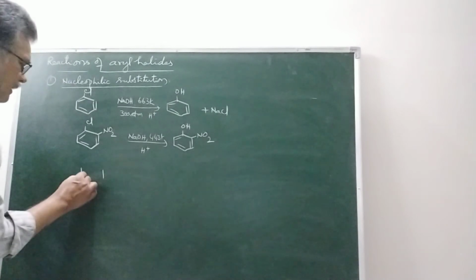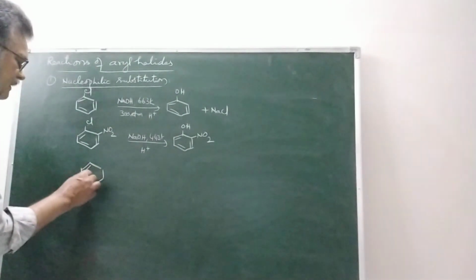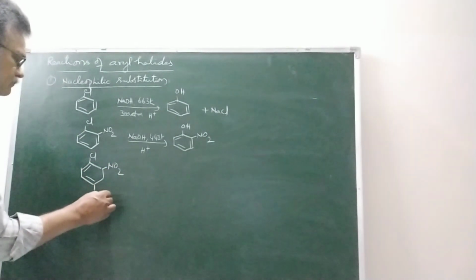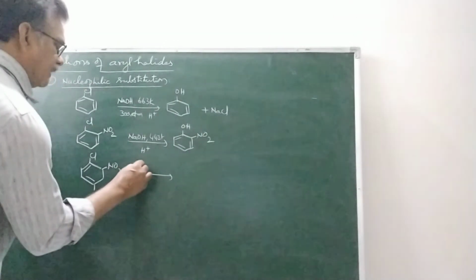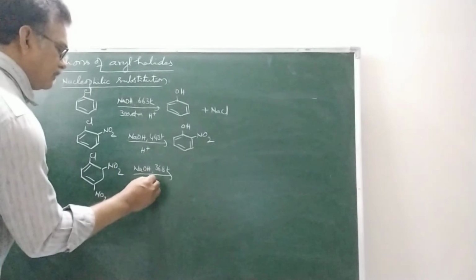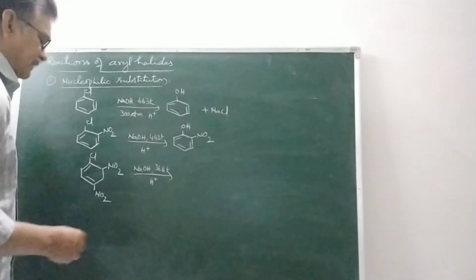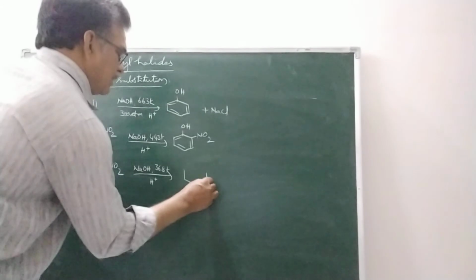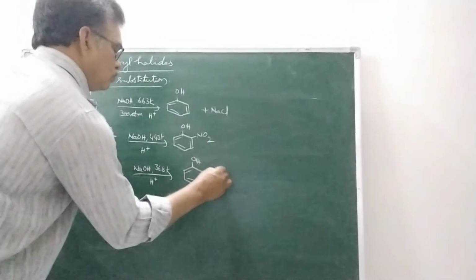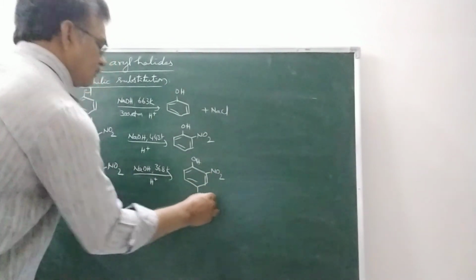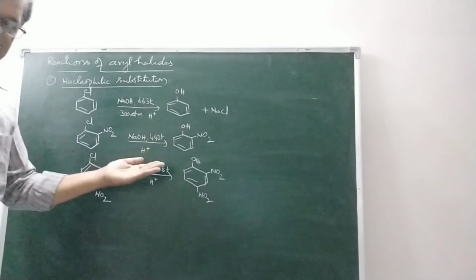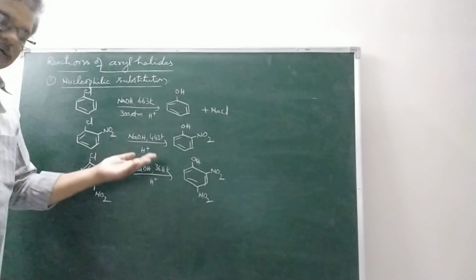If we take another NO2 at the para position, then even less temperature is required to substitute Cl with OH minus. So OH NO2 NO2. Here the temperature required is further decreased.